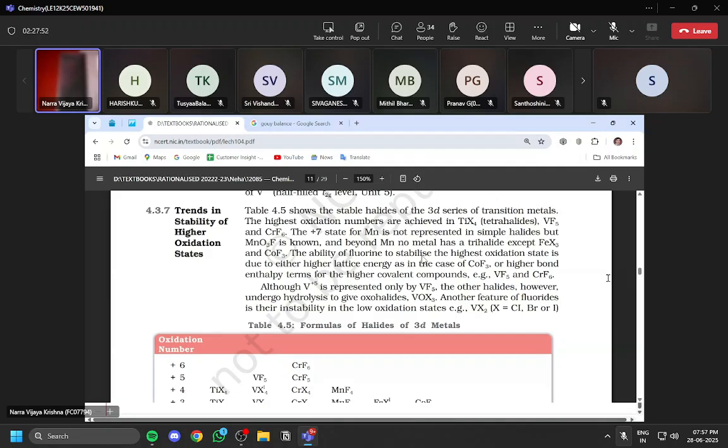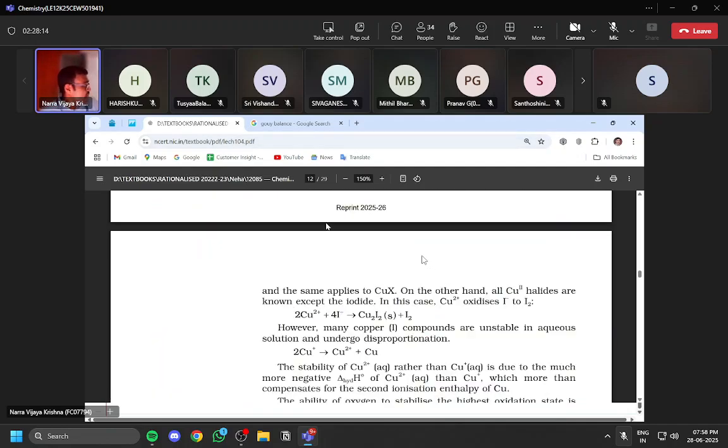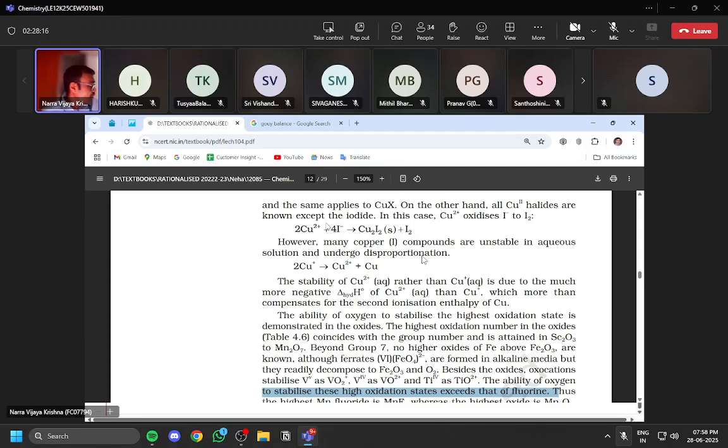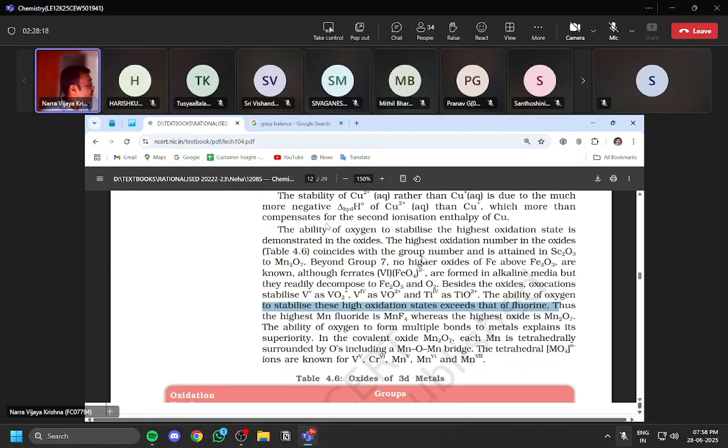The ability of fluorides to stabilize higher oxidation states is due to either higher lattice energy or high bond enthalpy, to form higher covalent compounds. We discussed these 3 points or not? Next, vanadium +5, already done. This is also done. Now coming to this, the ability of oxygen to form multiple bonds, this is also done.